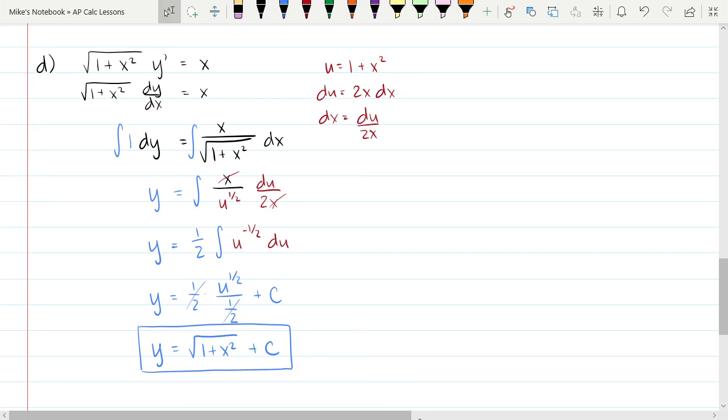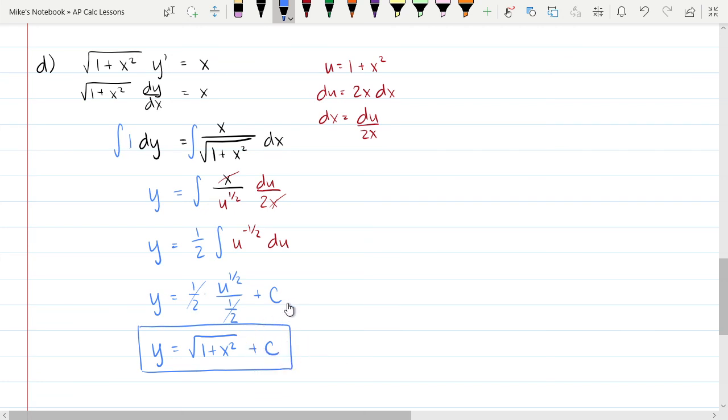All right, so again, this is referred to as separation of variables when we move everything with an x to one side, everything with a y to the other side. And we are finding general solutions. Again, that means your answer will still have this unknown constant value in it.